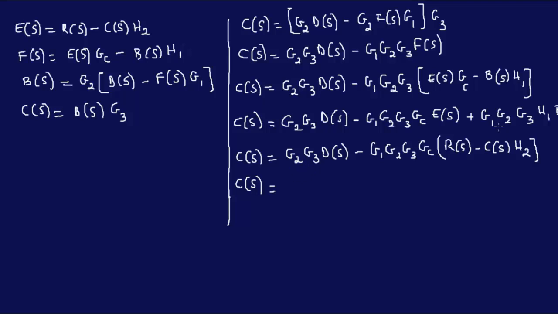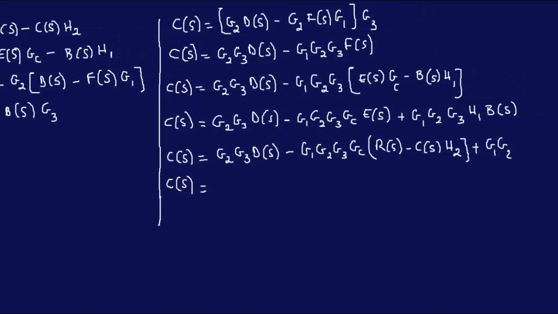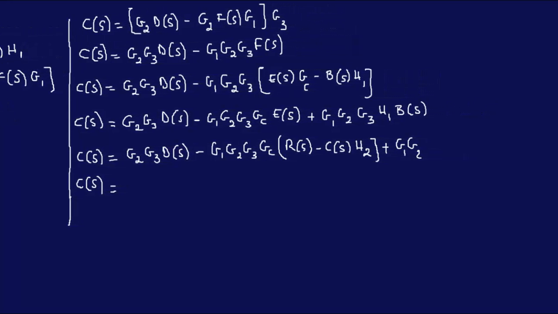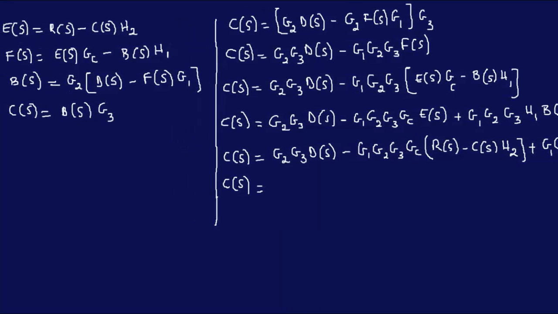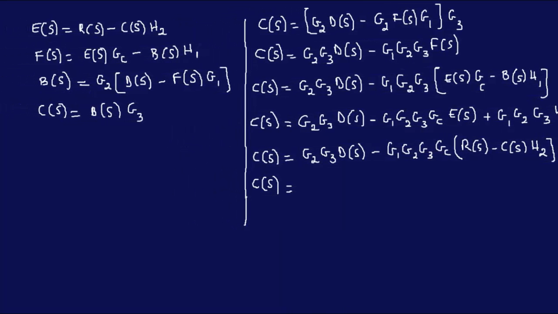So I was left here with G1 G2 G3 H1. I can replace my BS once again. I can derive BS from here anyway. BS was, let's see, let me do it here. Let me use a different color. Let's use yellow.